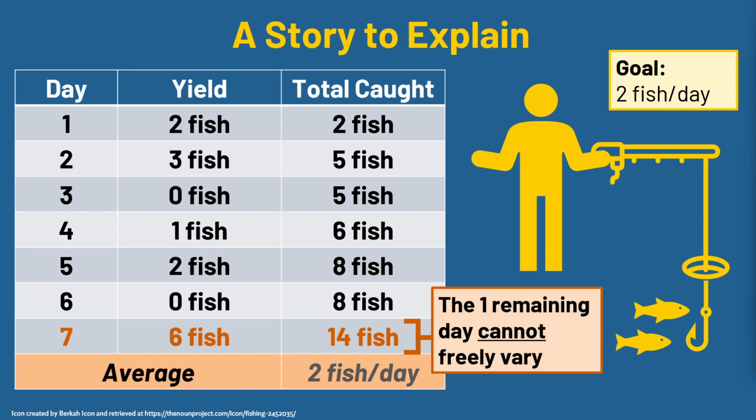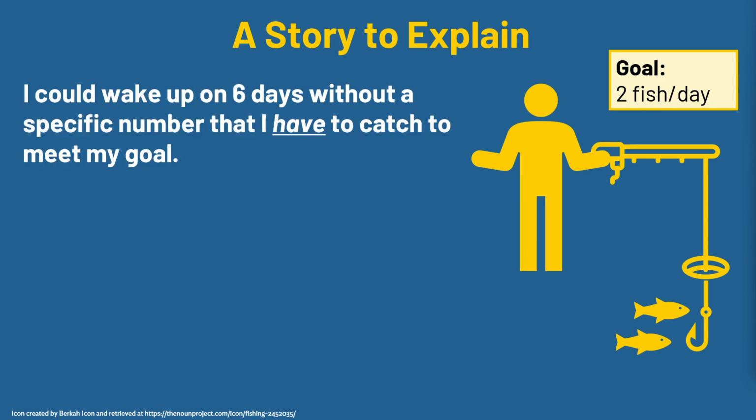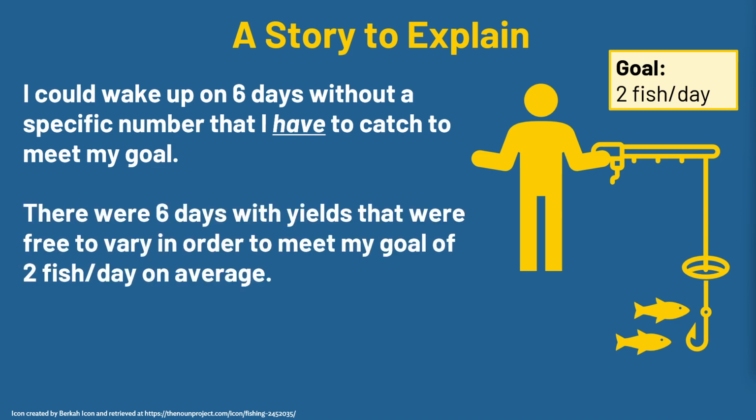At this point, 6 of those days could vary, but then on the 7th day, it's a done deal, right? If I'm going to hit the average, it has to be this number. It is no longer free to vary. And so to explain that and kind of summarize that, I can wake up on 6 days without having a specific number of fish that I have to catch to meet my goal. Right, and 6 of those days I could wake up and say, you know what, whatever I catch today, I can still meet my goal. But then on the 7th day, I wouldn't be able to.